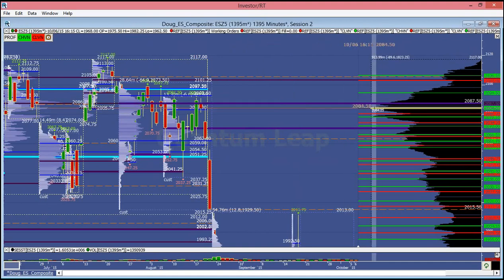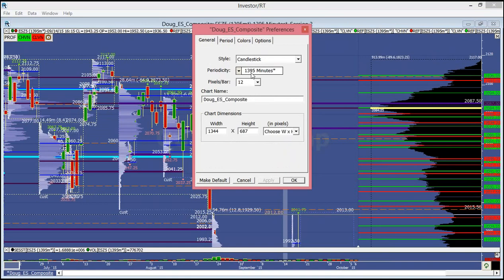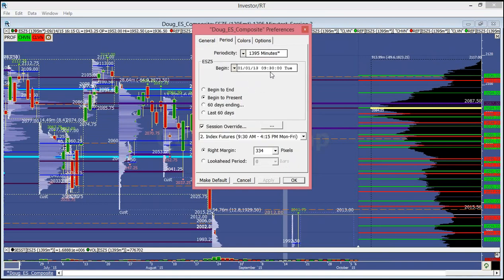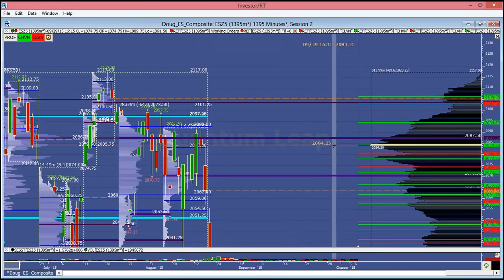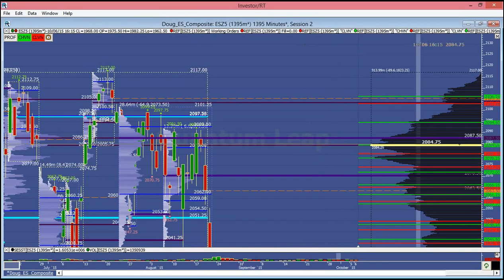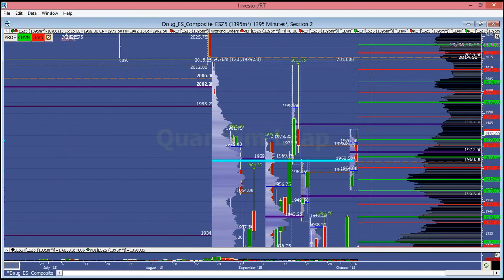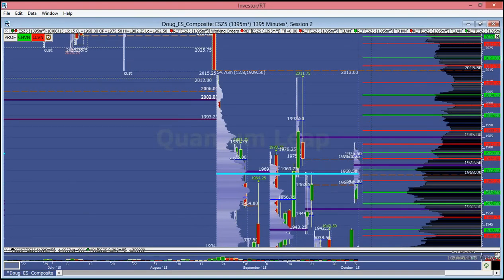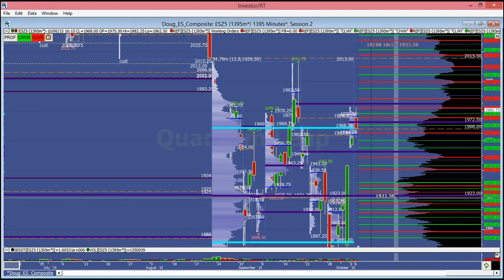Key thing to keep in mind too, this composite VPOC, or this composite profile, goes all the way back to 2013. So the most traded price right now, going back to 2013, is still all the way up here at 2084 and a quarter. So there are some magnets up here to pull value up. I personally don't think that we're going to make it there. I think we're going to get a little bit of a pop here and then roll over and come back into this area sometime this month.